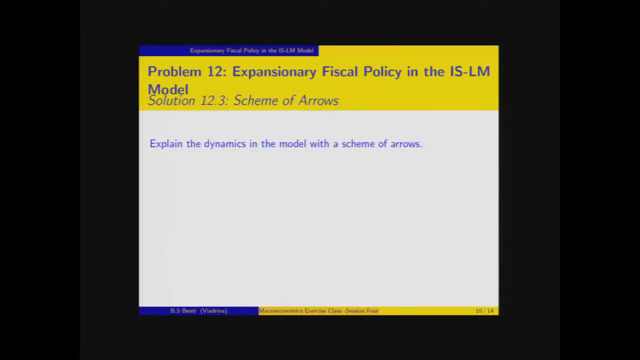The third part of this expansionary fiscal policy in the ISLM model is to explain the dynamics in the model by using a scheme of arrows.